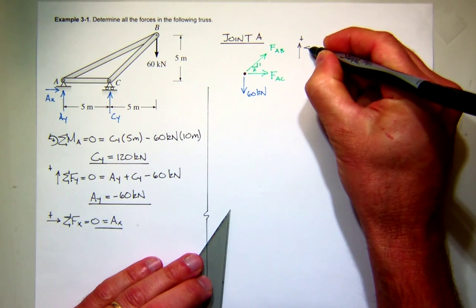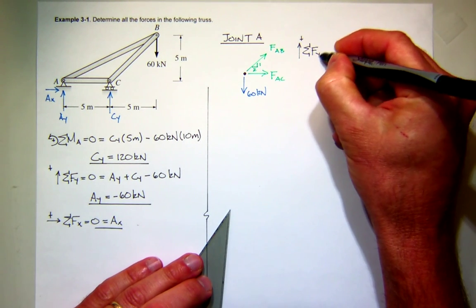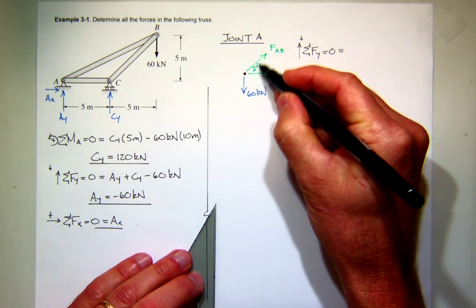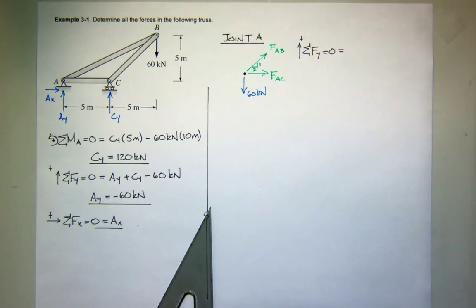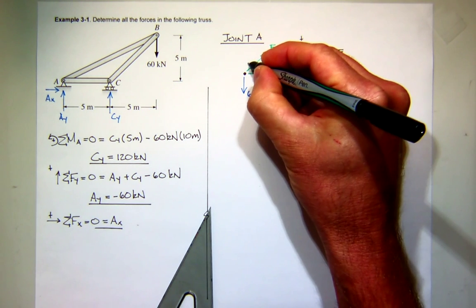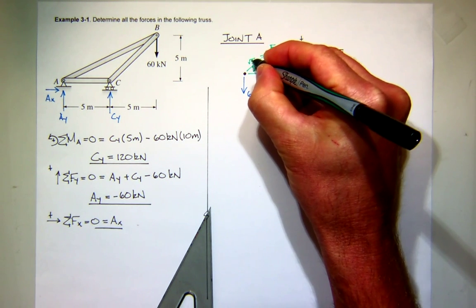So I'll assume up is positive. We'll sum forces in the Y, make sure they're in equilibrium. So what is the X component? The Y component. By the way, if this is 1 and this is 2, what's the hypotenuse? Square root of 5.